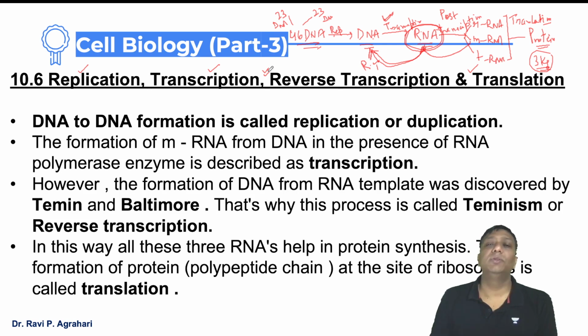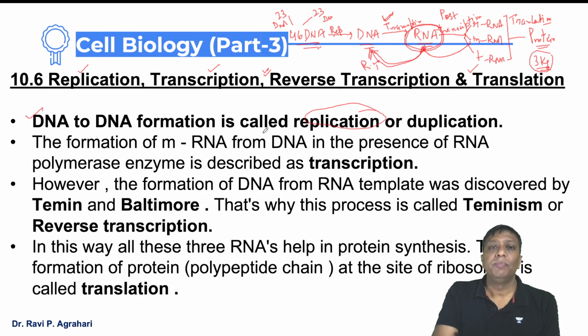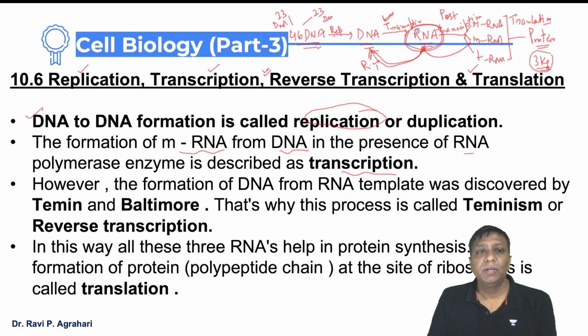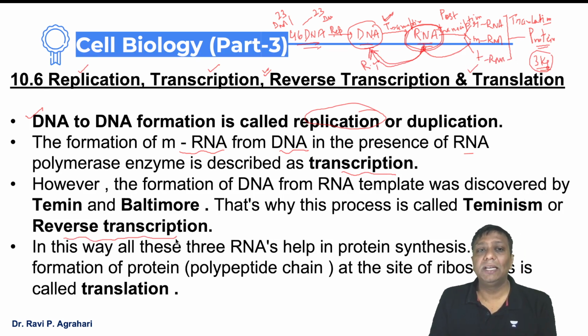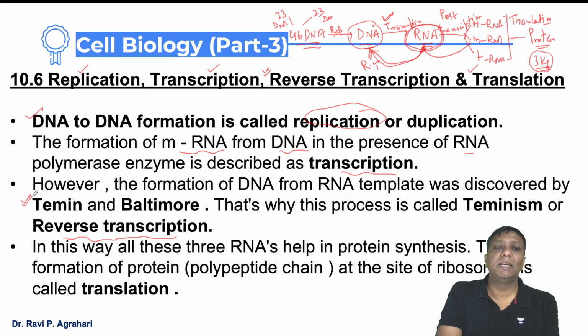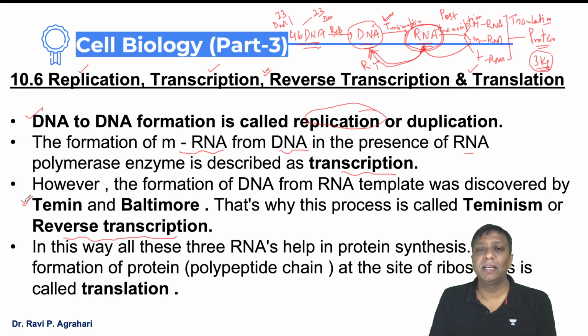And all this information you can see on the screen. DNA to DNA formation is called replication, or also duplication. The formation of messenger RNA from DNA in the presence of RNA polymerase is called transcription. And the formation of DNA from RNA is called reverse transcription, as I told you. This concept was proved by Temin and Baltimore, and this process of reverse transcription is also called Teminism.